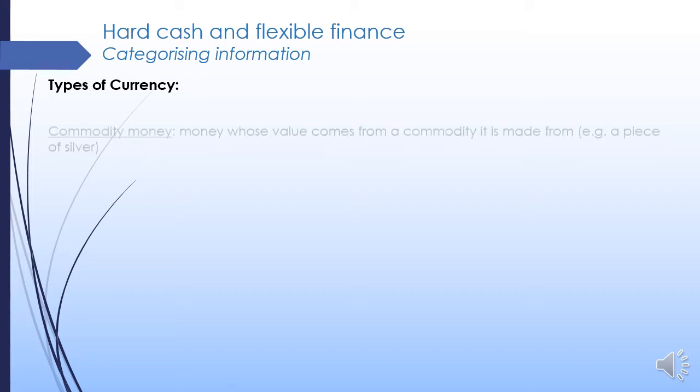Hard cash and flexible finance. Categorizing information. Page 136 and 137. First of all, we have to establish two points: the types of currency that there are.